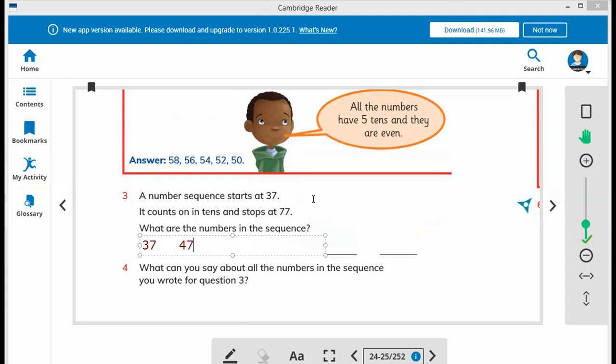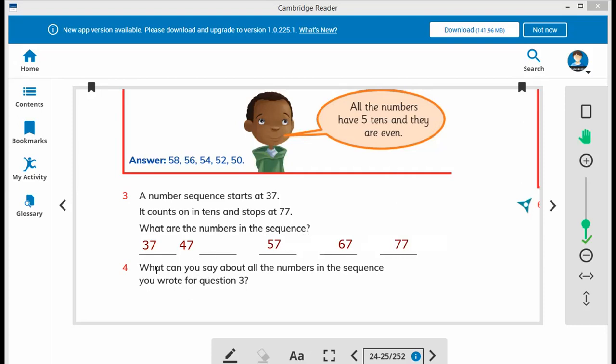47, 57, 67, and 77. So yes, you have to write it on the line.